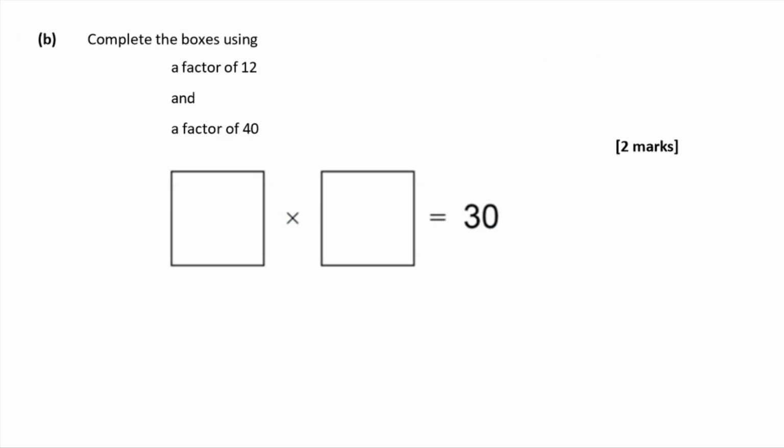B says complete the boxes using a factor of 12 and a factor of 40. So what are the factors of 12? The factors of 12 are 1 and 12, 2 and 6, 3 and 4. Factors of 40, I've got 1 and 40, 2 and 20, 3, nope, 4, yep, 4 and 10, 5, yes, 5 and 8, 6, no, 7, no.